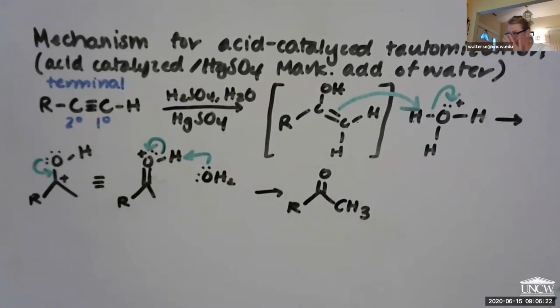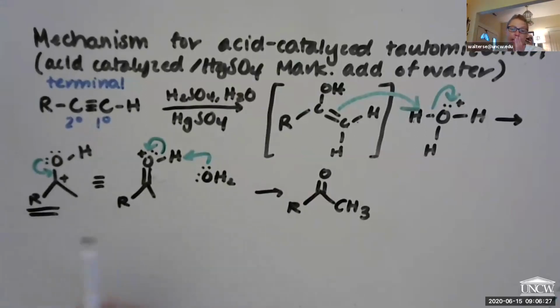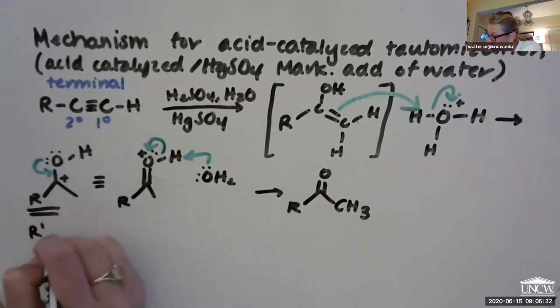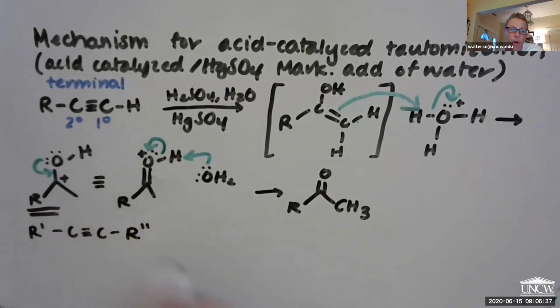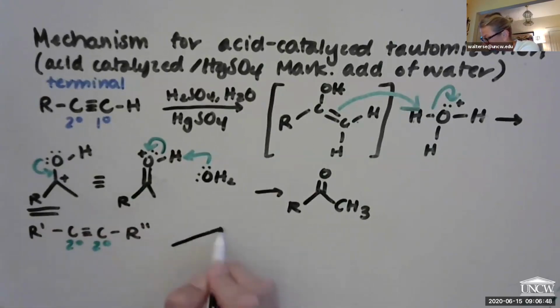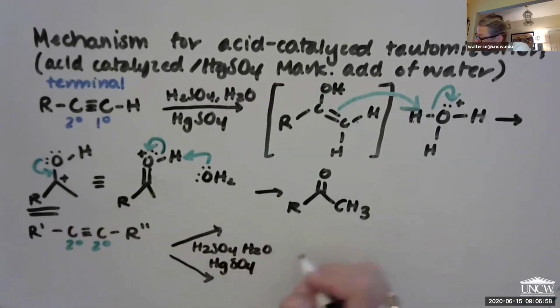Now, just as an aside, I want to show you what would happen, or at least draw the products of what would happen if you had an asymmetric internal alkyne. So R1, R prime, and R double prime are different. Now, in this case, these are both secondary carbons. So they're both considered Markovnikov carbons. So when you do the reaction in the sulfuric acid and water, in the mercury sulfate, you're going to make two enols.